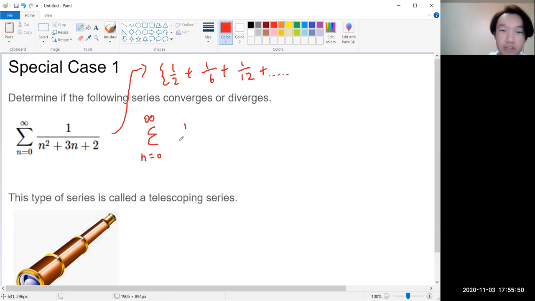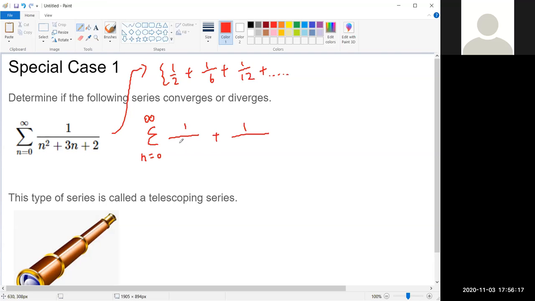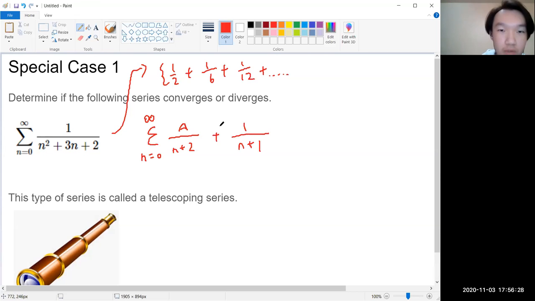Okay, so now I'm gonna tell you the answer. You guys are not gonna like this, but you're gonna need to do partial fractions. So if we could split this into two fractions, how would you factor the denominator? N plus 2, n plus 1. Yeah. Okay, and then the numerators, we don't know what they are yet, so we'll just leave them as A and B.